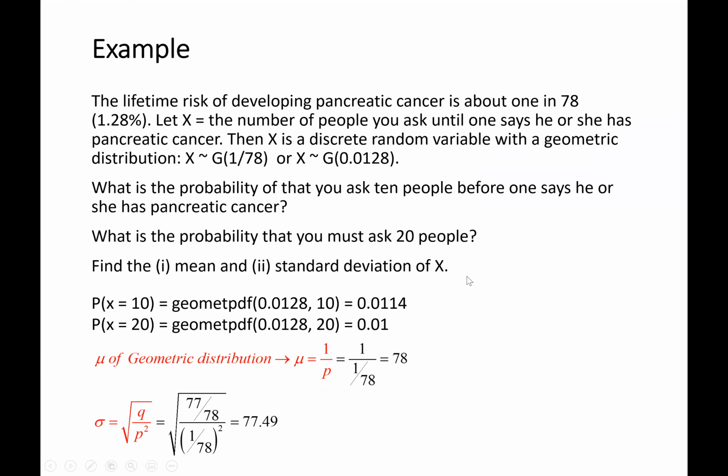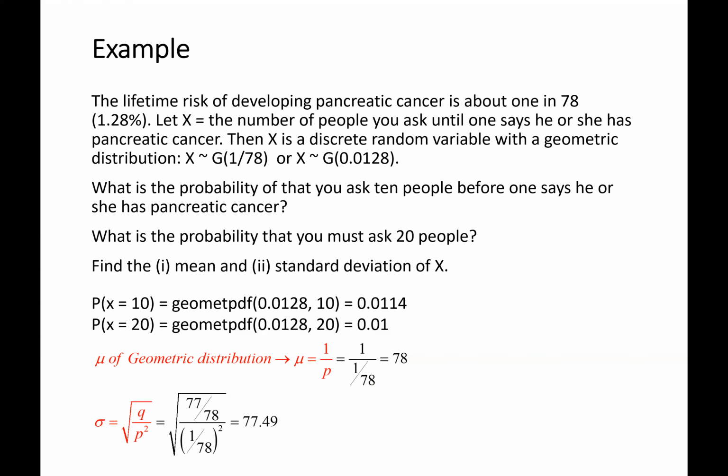All right. So the lifetime risk of developing pancreatic cancer is about 1 in 78 or 1.28%. So let's let our random variable X be the number of people you ask until one says he or she has pancreatic cancer. So again, it's not a success that someone has the cancer. It's a success that you finally find someone who says that they do.